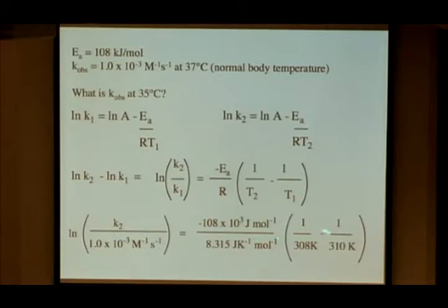So we can use this equation and plug in the values. We put in our activation energy, and remember to pay attention to units, because if you're going to cancel your joules with the gas constant, you want to make sure you've converted your kilojoules to joules, and then we can plug everything in and solve for K2. So here K2 is 7.6 times 10 to the minus 4 per molar per second.